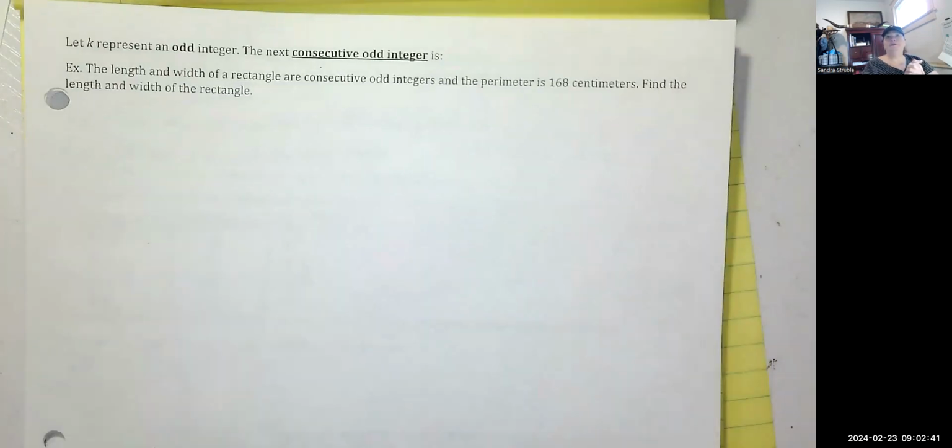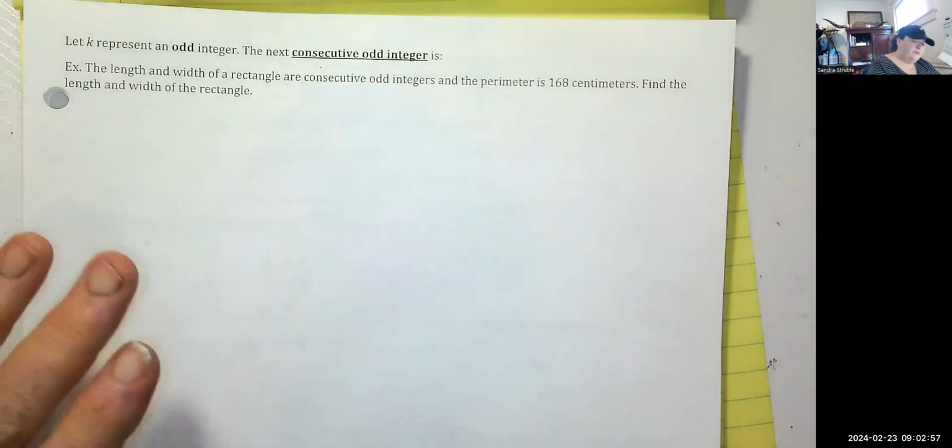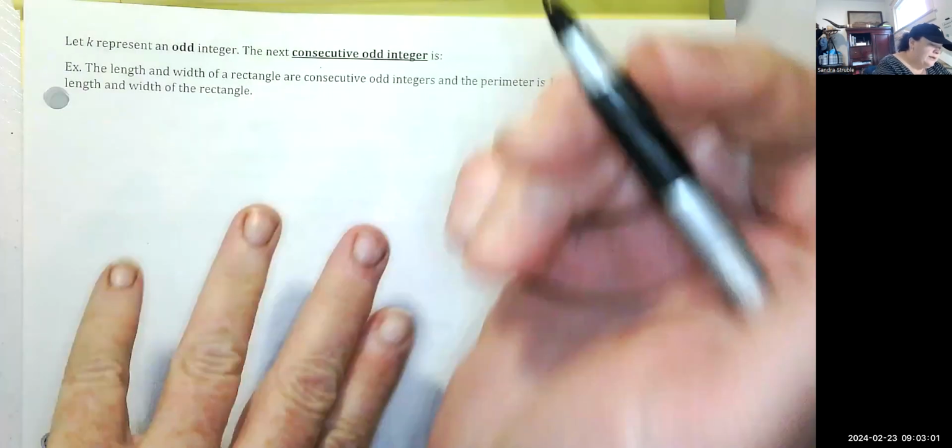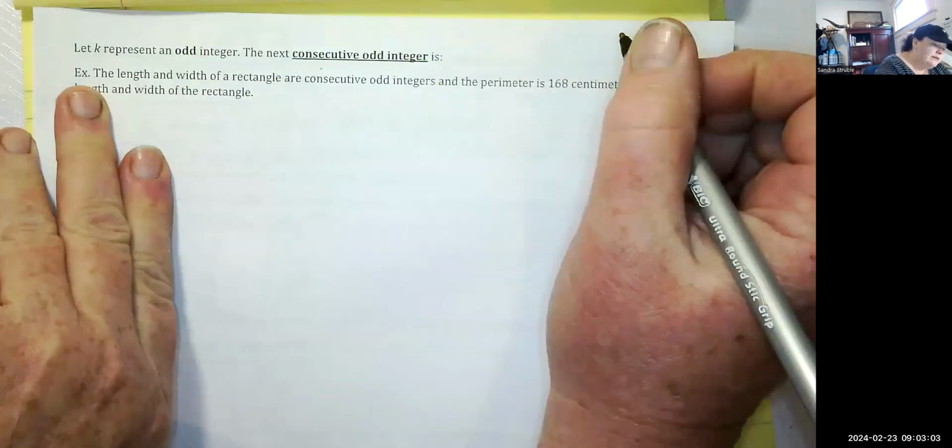Okay. Oh, this one's different. So the last one was just consecutive integers. All right, consecutive integers. So the next one says, let k represent an odd integer. Okay, that means I'm just going to let it be x or k. It doesn't really matter. I think they are using k, so I'm going to try to be consistent in that.